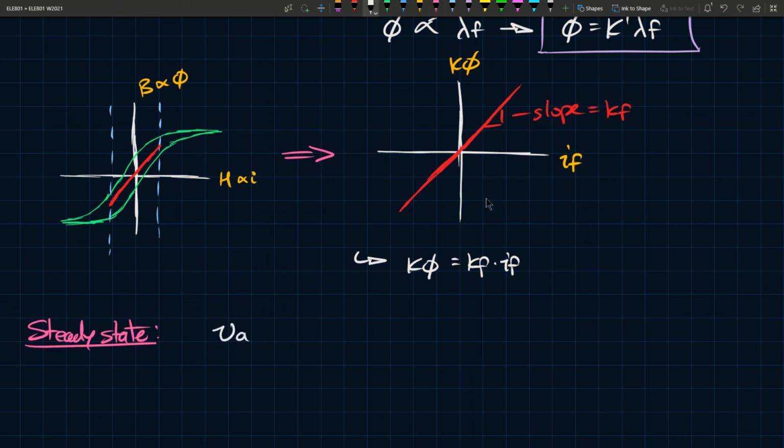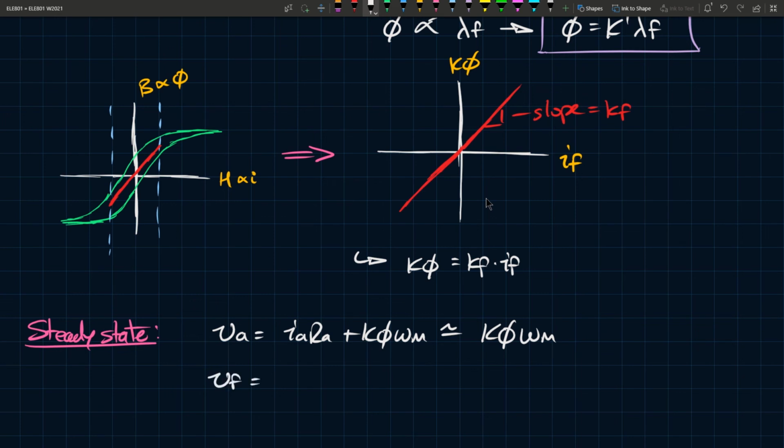So in the steady state, we have VA equals IA RA plus K phi omega m. But since these losses are small and the winding resistance is usually low, we say that this is equal to K phi omega m approximately. And you'll notice the inductance term is gone because this is steady state.